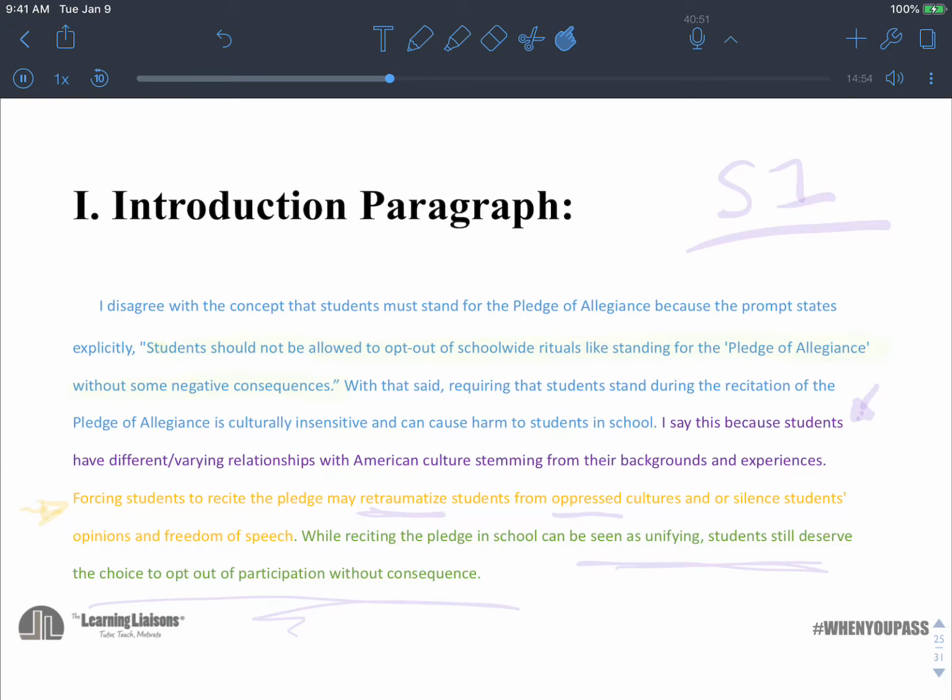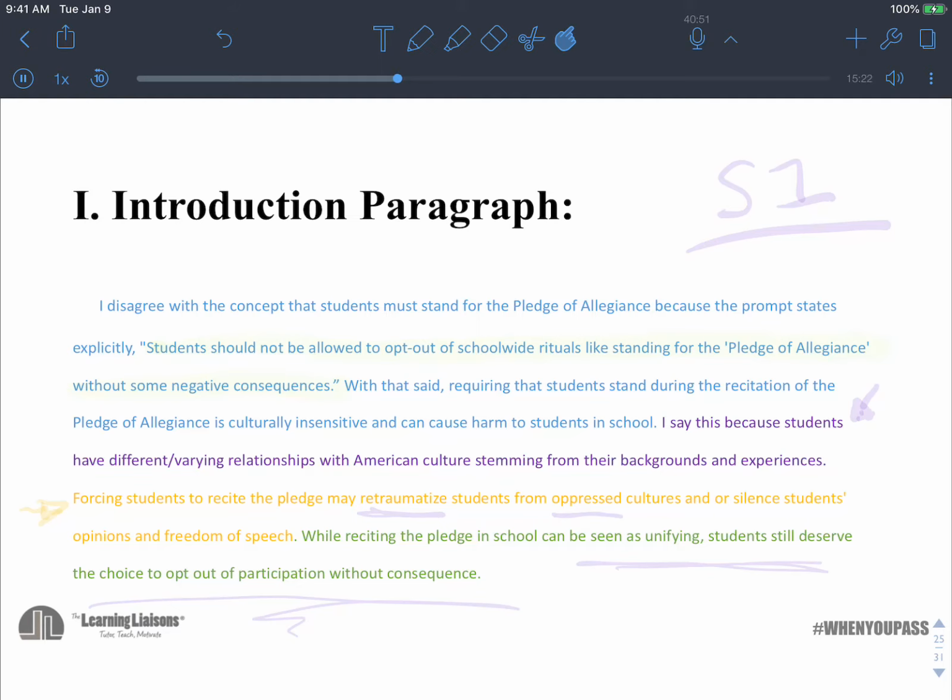I disagree with the concept that students must stand for the Pledge of Allegiance because the prompt states explicitly students should not be allowed to opt out of school-wide rituals like standing for the Pledge of Allegiance without some negative consequences. With that said, requiring that students stand during the recitation of the Pledge of Allegiance is culturally insensitive and can cause harm to students in school.